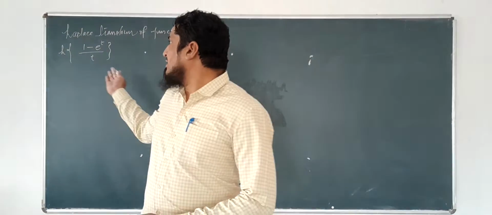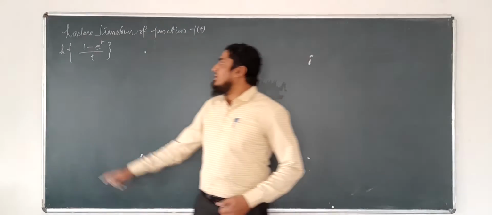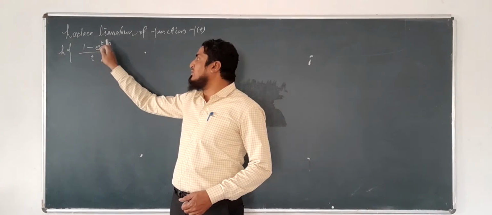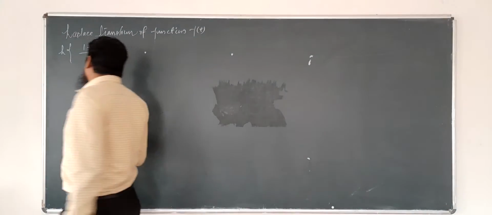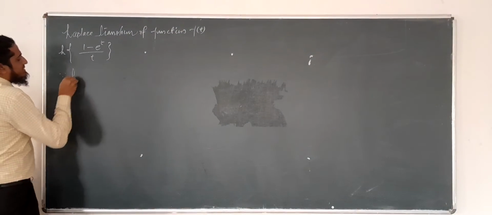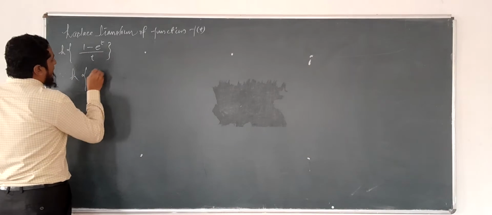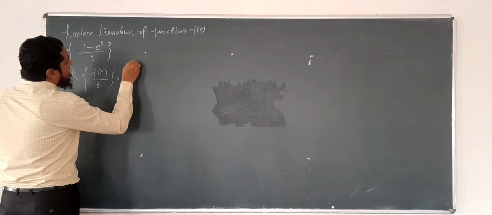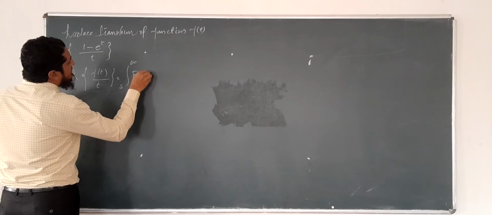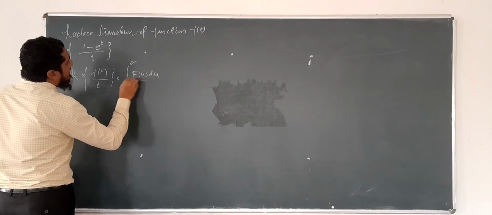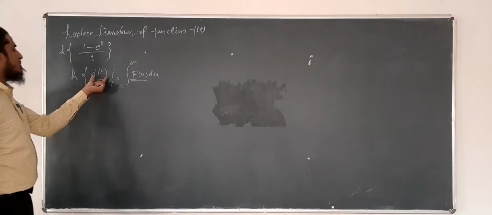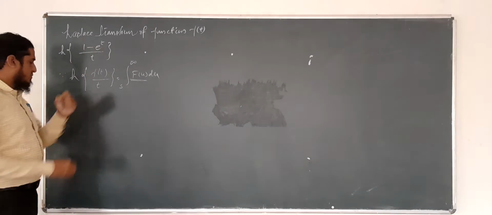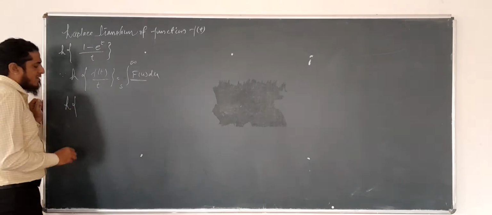The third example is Laplace transform of (1 minus e raised to t) upon t. Since we know that the Laplace transform of f of t upon t is equal to integration from s to infinity of F of u du, where capital F of u is the Laplace transform of f of t, meaning the Laplace transform of the numerator, let us find the Laplace transform of the numerator.